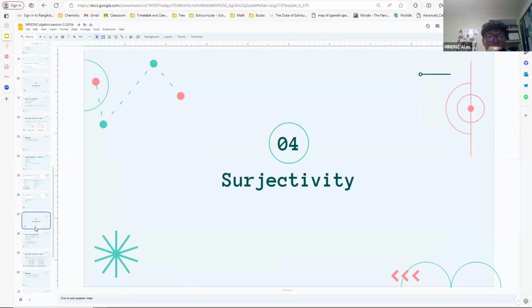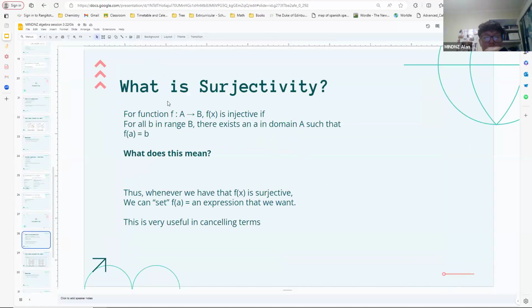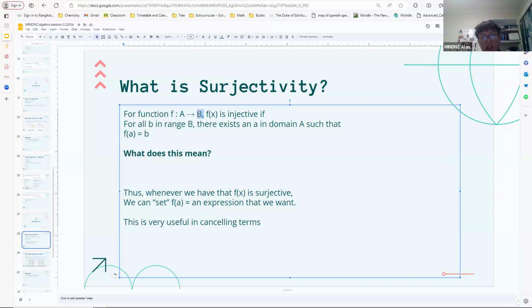Okay, we'll move on to the next topic, surjectivity. It's basically where all of B is mapped to by some elements of A. So if you think of B as a canvas, it tells us that B is fully covered by the paint, which is A.